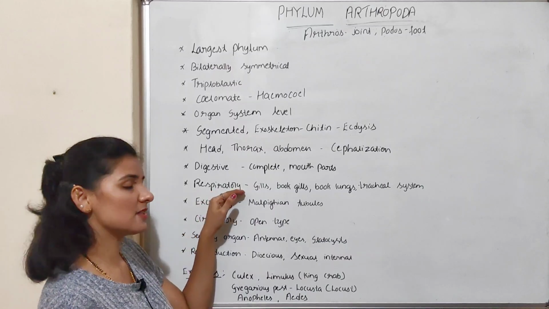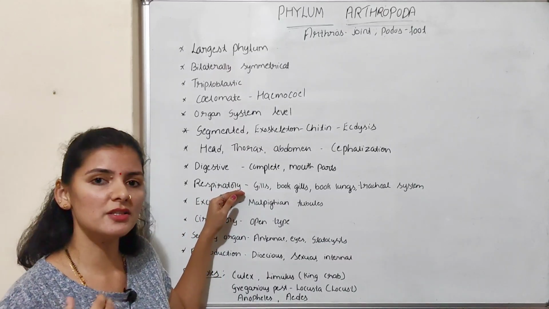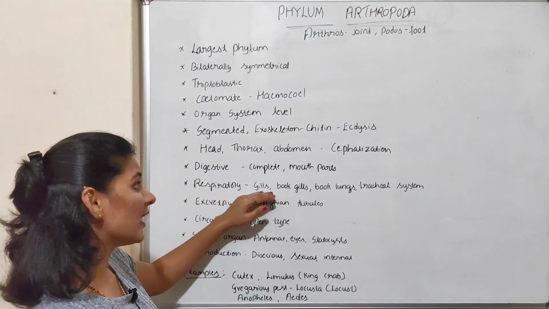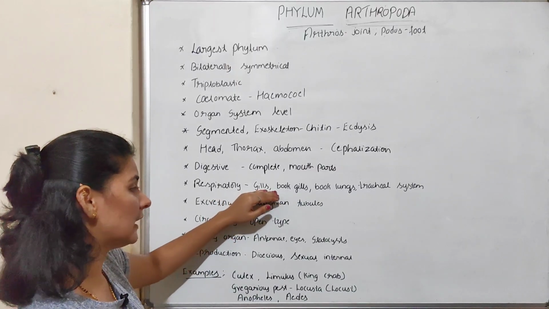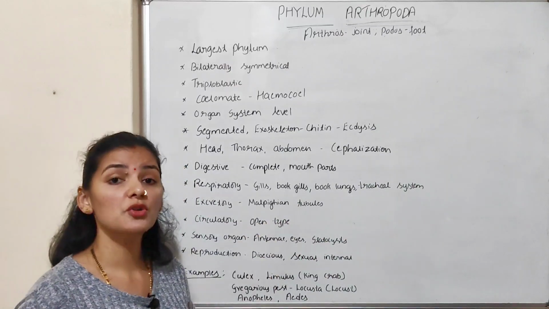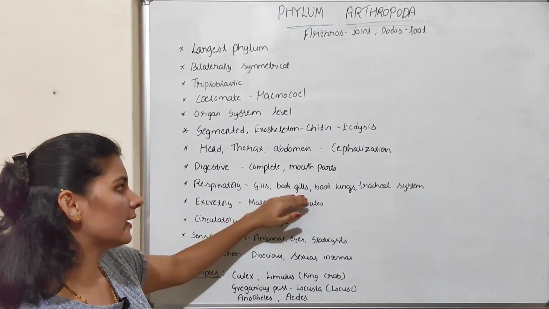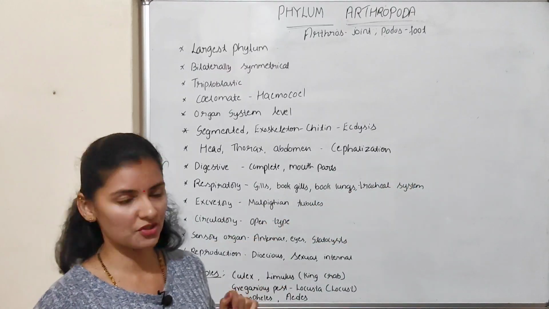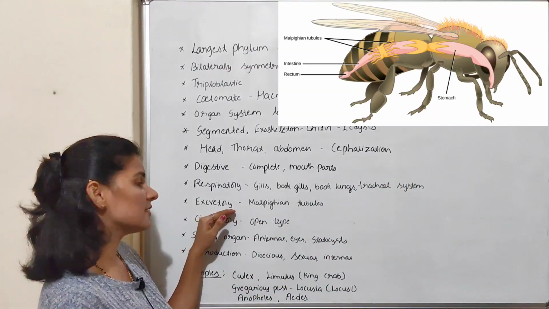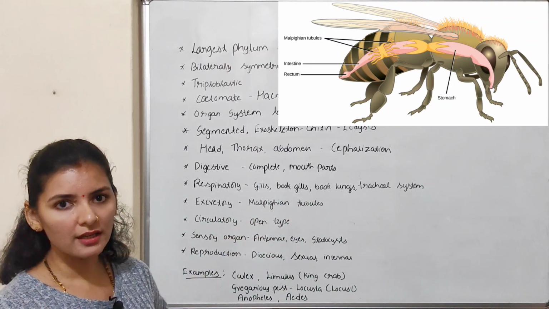Next is the respiratory system. There are different kinds of organs used for respiration, depending on the species. In aquatic arthropods, they use gills. In terrestrial arthropods, they use the tracheal system. So the different organs used for respiration include gills, book lungs, tracheal system, etc. If we talk about the excretory system, the organs that help in excretion are malpighian tubules or green glands.